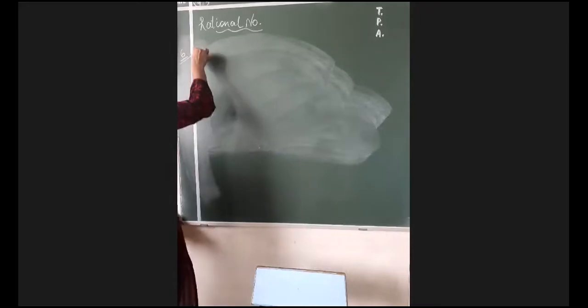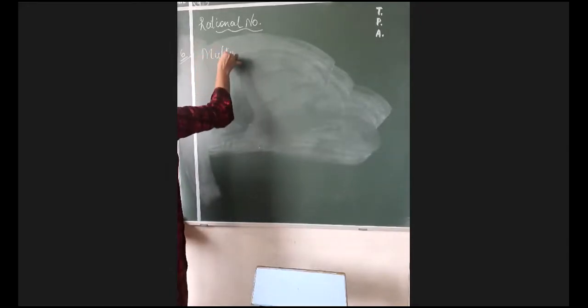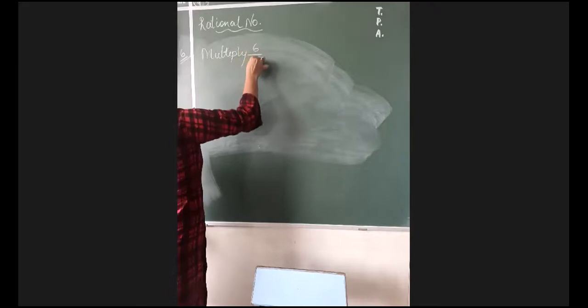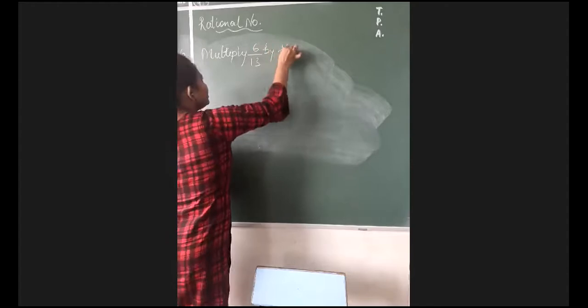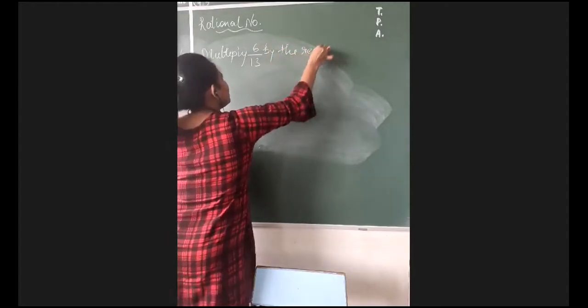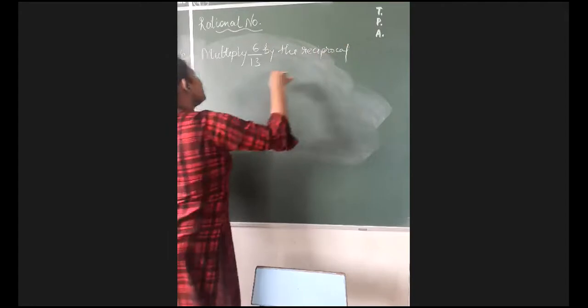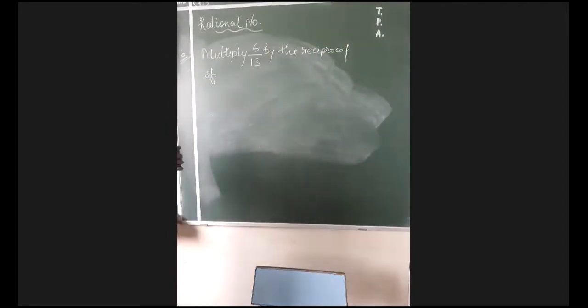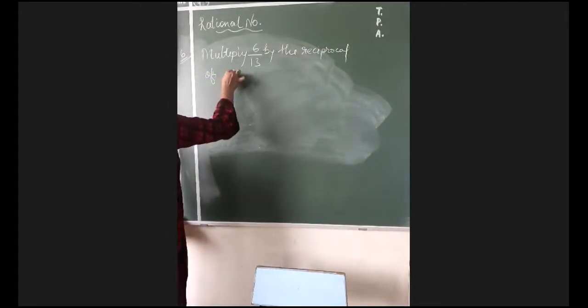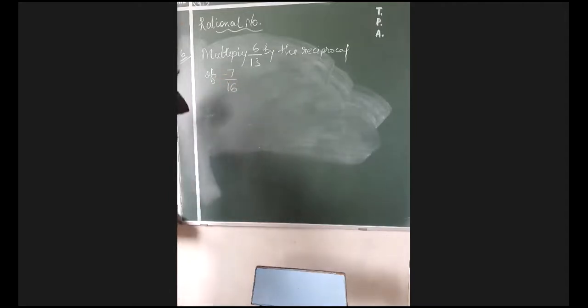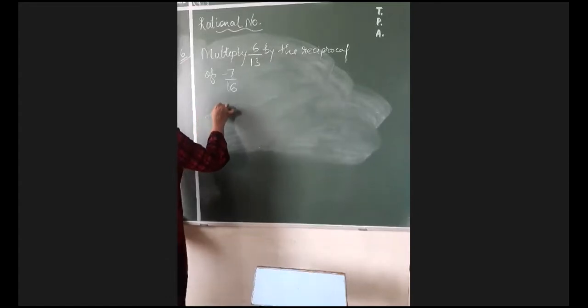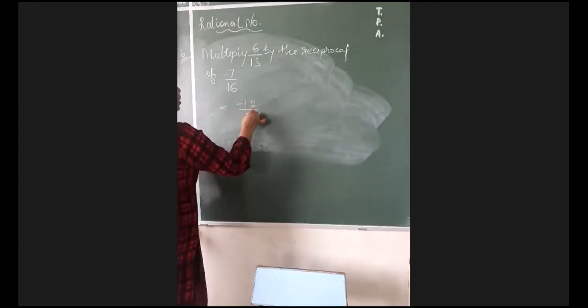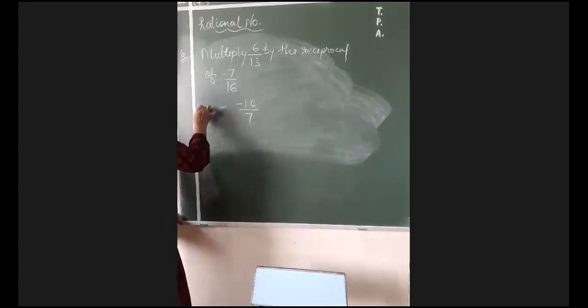So question number 6 is telling that you have to multiply 6 by 13 by the reciprocal of minus 7 upon 16. So first, reciprocal of minus 7 upon 16. So the reciprocal of it will give you minus 16 upon 7. First you have taken out the reciprocal.